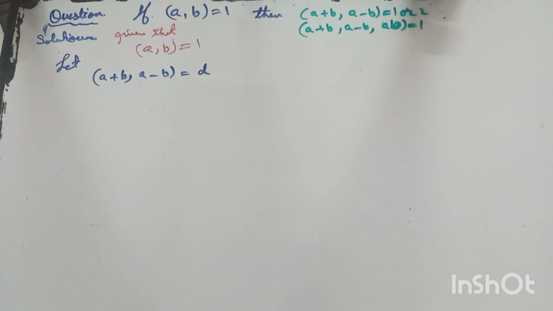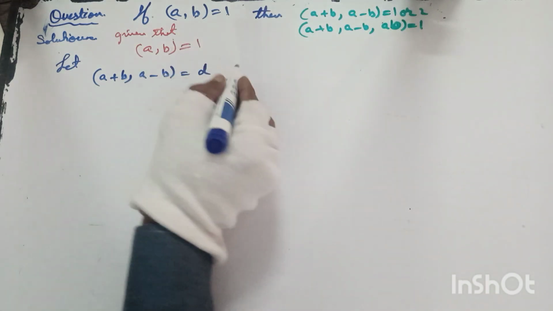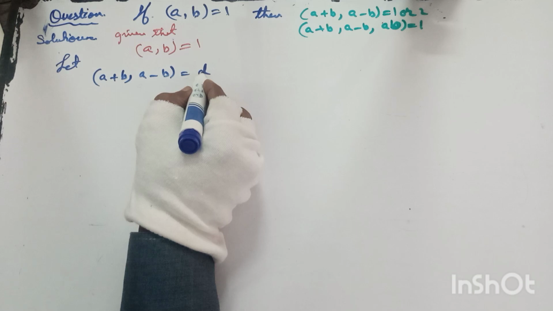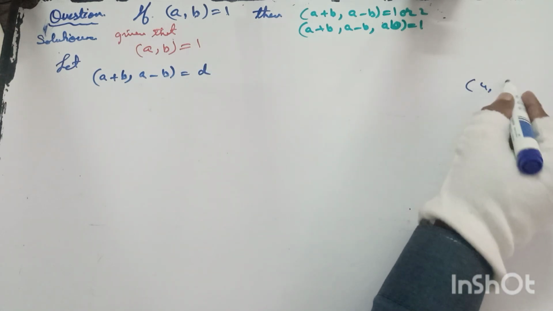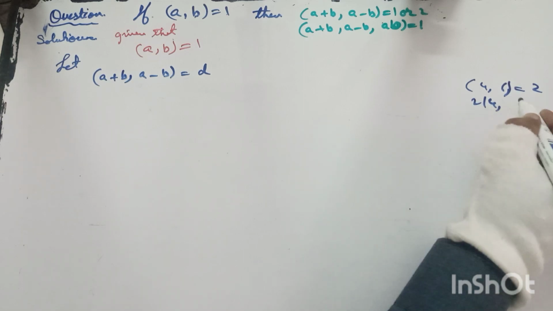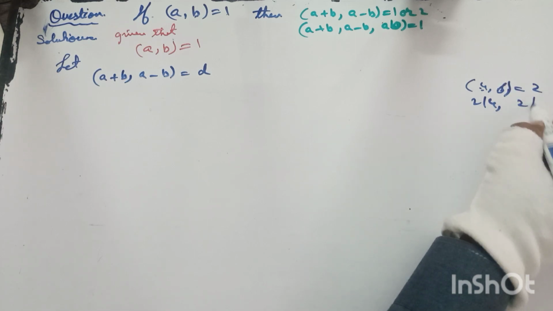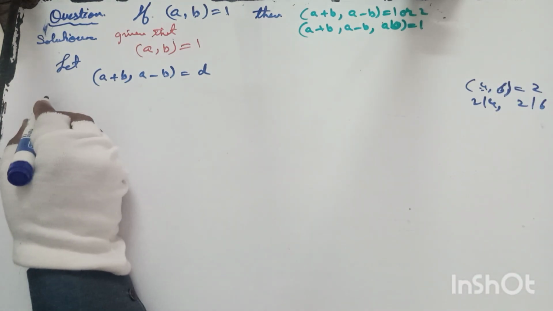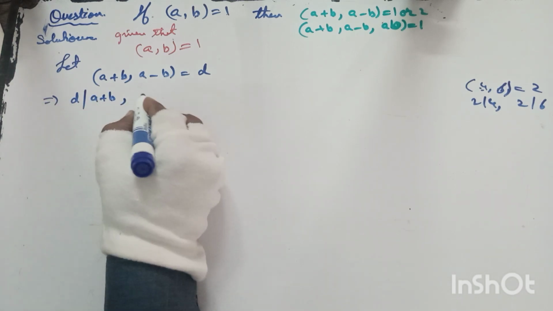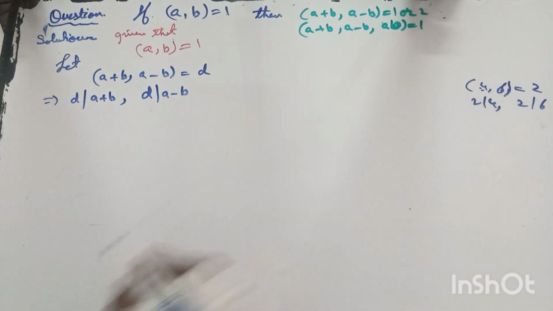What will be our answer? The value of D is 1 or 2. We suppose this GCD of A plus B and A minus B is 2. For example, I have 4 and 6 and their GCD is 2. Then 2 must divide 4 because it is the greatest common divisor of these, and 2 divides 6. Which implies D divides A plus B and D divides A minus B.